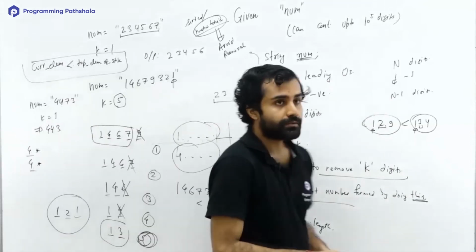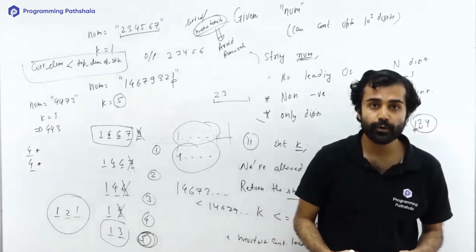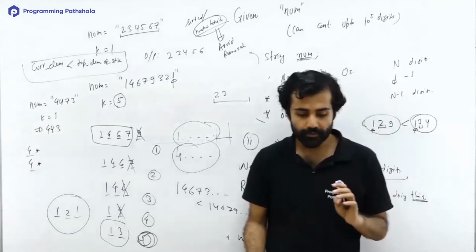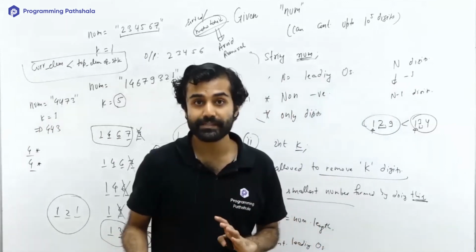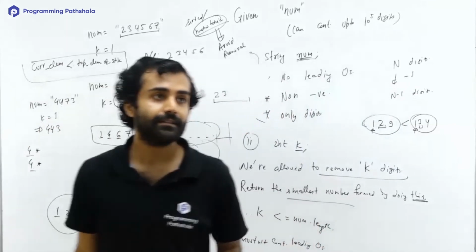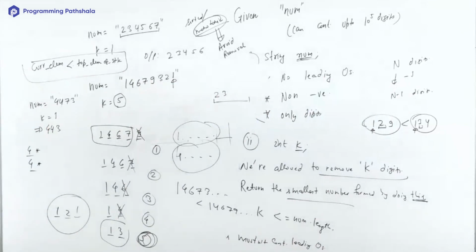So what do you believe? I think now the question is done. You can just go ahead and code it out. How many of you think that there can be some corner cases or some special cases that we have to handle while writing the code? If yes, then what are those corner cases?